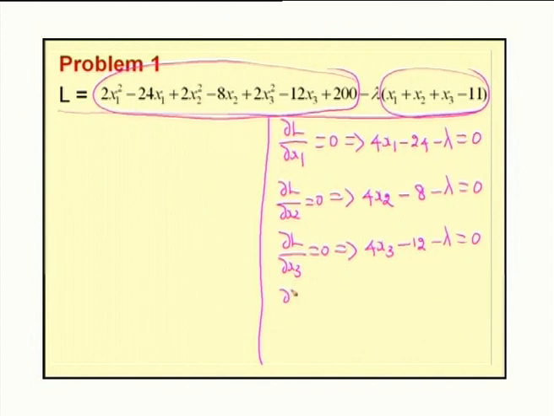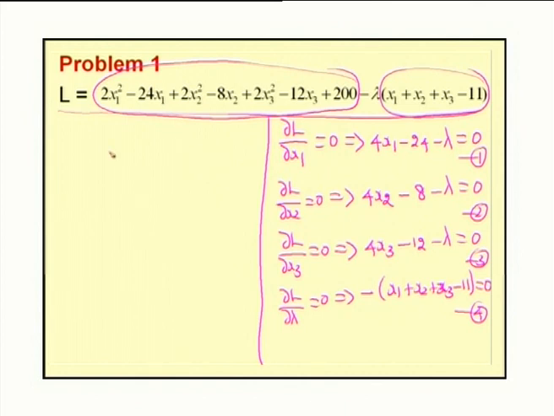And the final condition, dou L by dou lambda equal to 0, gives us minus of x1 plus x2 plus x3 minus 11 equal to 0. We name these equations 1, 2, 3 and 4. So, the necessary condition for the given nonlinear programming problem is dou L by dou xi equal to 0 for i equal to 1 to 3, and dou L by dou lambda equal to 0.